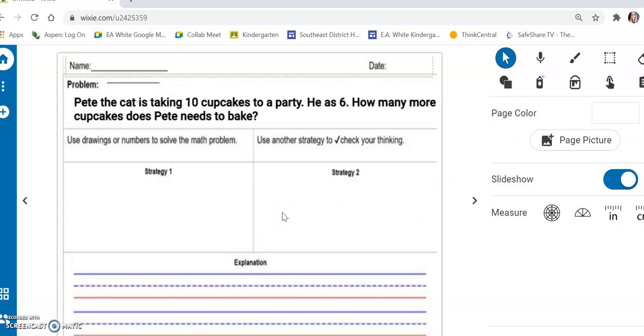I would pop my problem solving on the board on the template, and I would review what it looks like for students. I would encourage them to put their name on the paper and review each area of the template, showing them where the problem is located, their box for their first strategy, their box for their second strategy, and where they would write a statement explaining their math thinking.